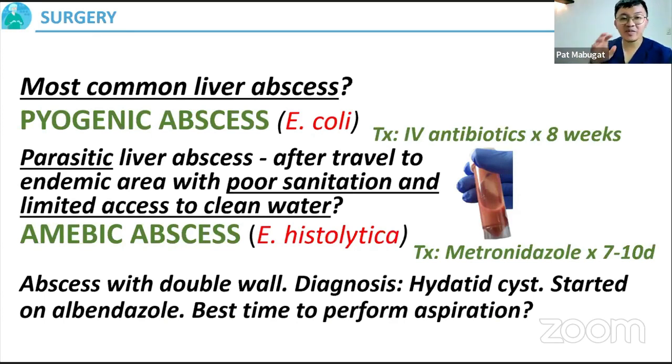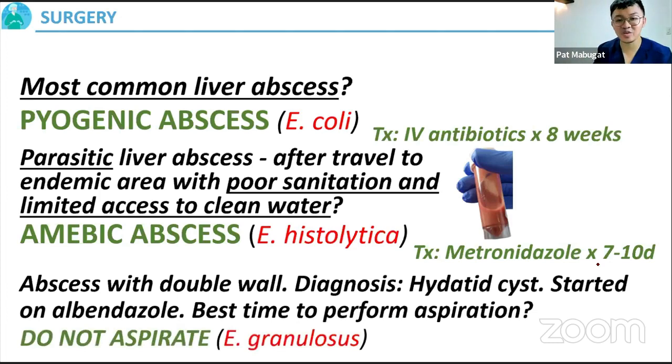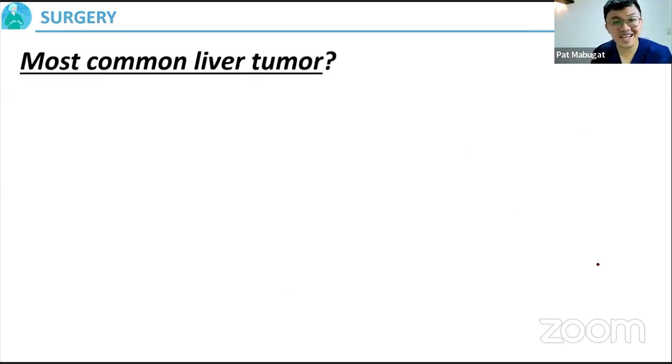So, best time to perform an aspiration? Never. You don't aspirate. It's usually your E. granulosus. Why? If you aspirate it, the allergen is going to spread out, and the patient can become anaphylactic. Okay, a little bit more, just 5 slides more. I know, sorry, 6 slides more.